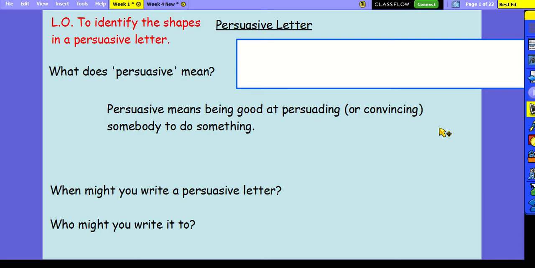Welcome back. Okay, so I hope you've answered the question, when might you write a persuasive letter and who might you write it to? Some examples that we have might be if Mrs. Carroll took all of our iPads away, we might write her a persuasive letter to give them back. We might also write Mrs. Carroll a persuasive letter to let us wear non-school uniform. So somebody writing to somebody who you want to do something and convincing them to do it.